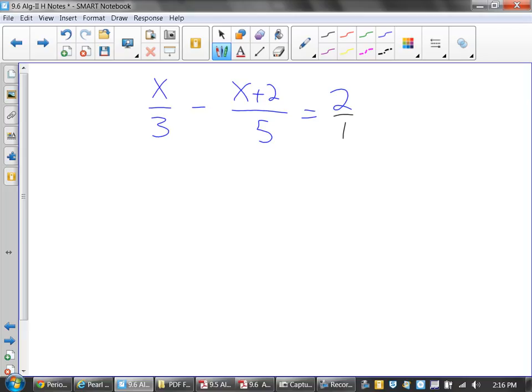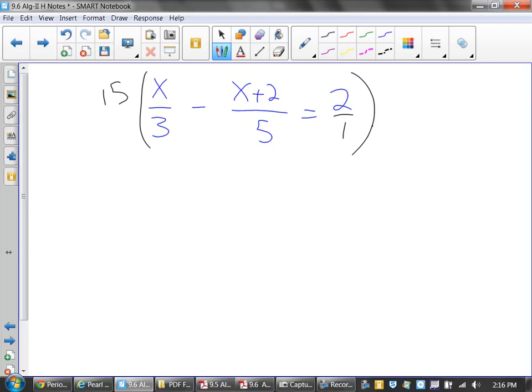After I get that far, I have to figure out what the common denominator is going to be between a 3, a 5, and a 1. What's it going to be? 15. Good. Again, 3 and 5 have nothing in common. They have no common factors. To get the common denominator, you just multiply them together. So that means if I multiply everything by 15, my denominators will go away again.